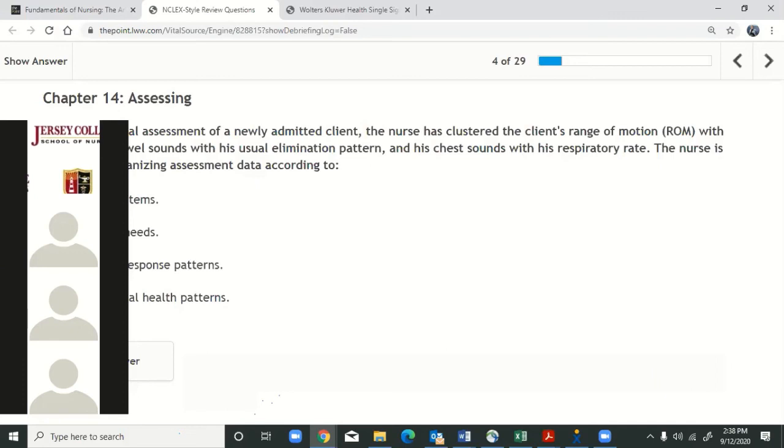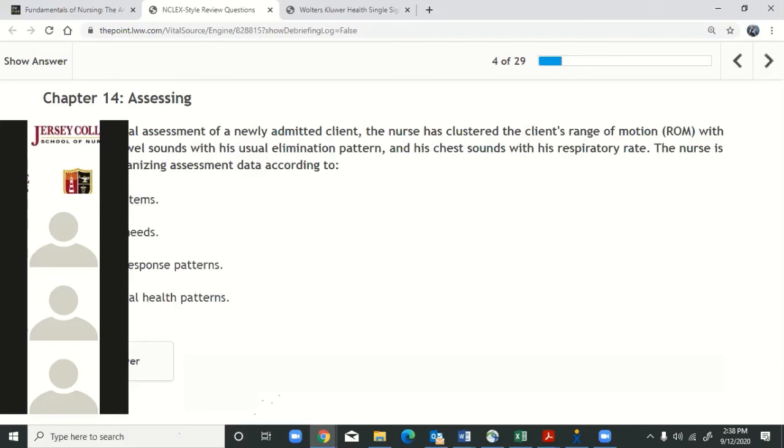Okay, so tell me your rationale for body systems. Sorry, I was muted. Because we're pretty much going through all the vitals and respiratory, which is a part of the body systems. Like we're examining and reviewing the different areas to find out our assessment, through our assessment.